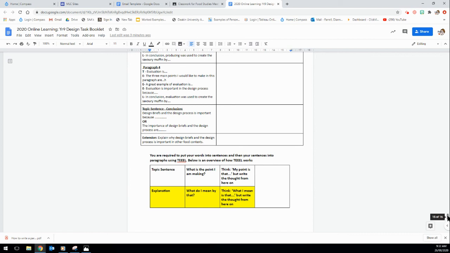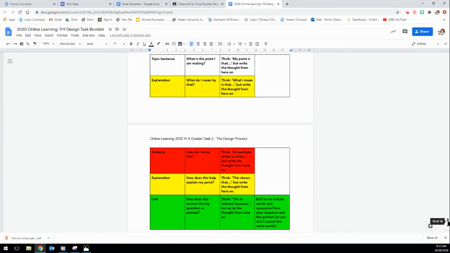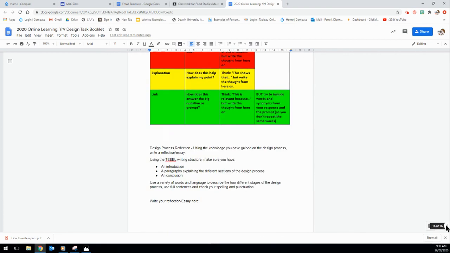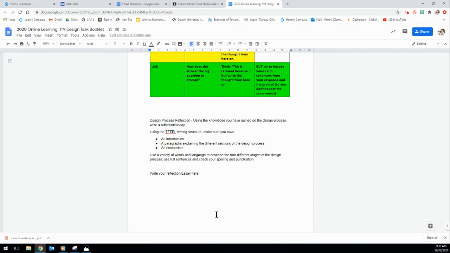And again, we have a copy of the Teal writing structure that you guys follow at this school, and then what you would do is you would then copy and paste all the work that you've done in those sentence starters table down here into a proper essay format. Okay, remember that the only heading that you need to have would be design process and design briefs. Okay, and no heading for introduction, paragraph 1, paragraph 2, paragraph 3, etc.